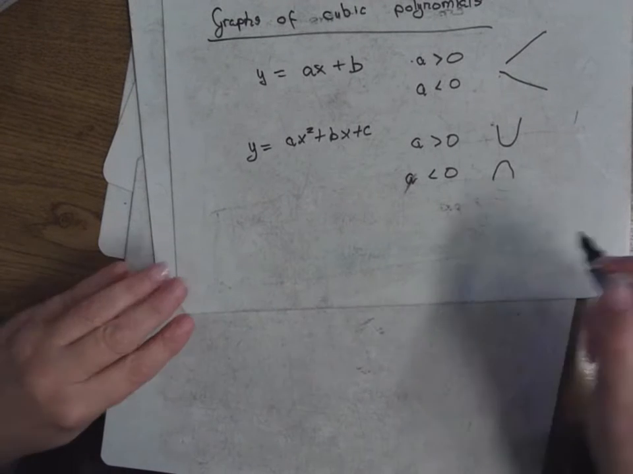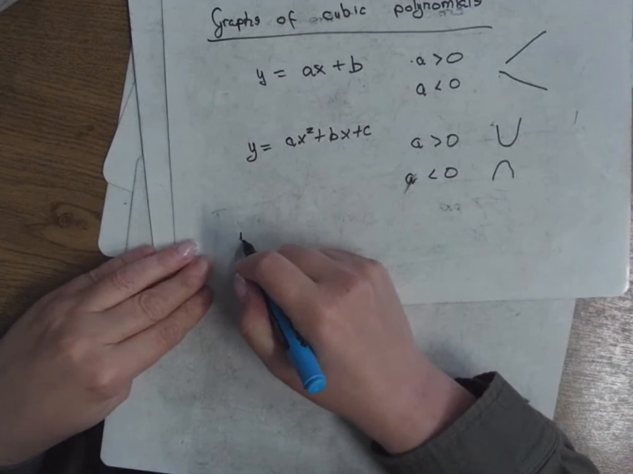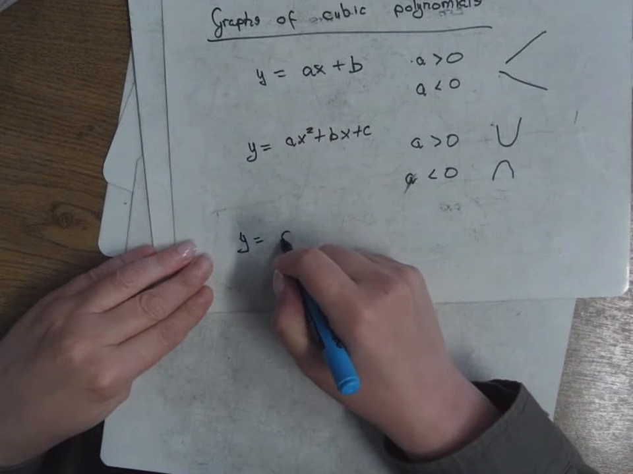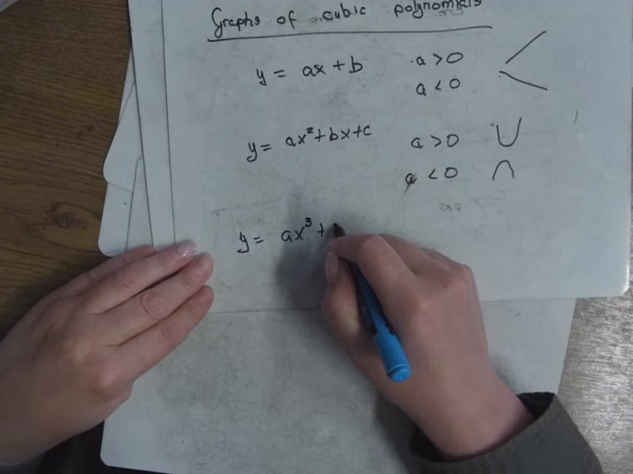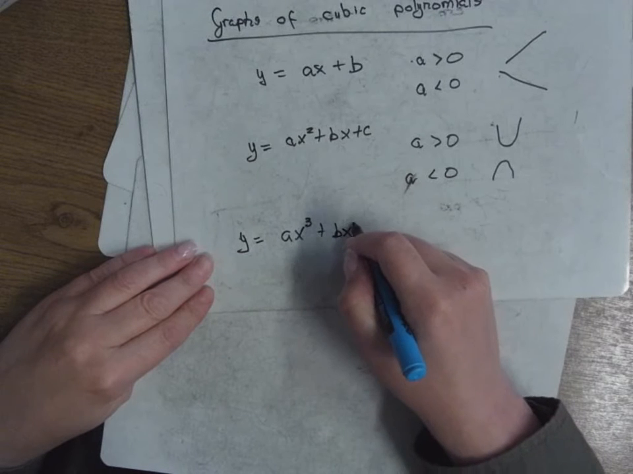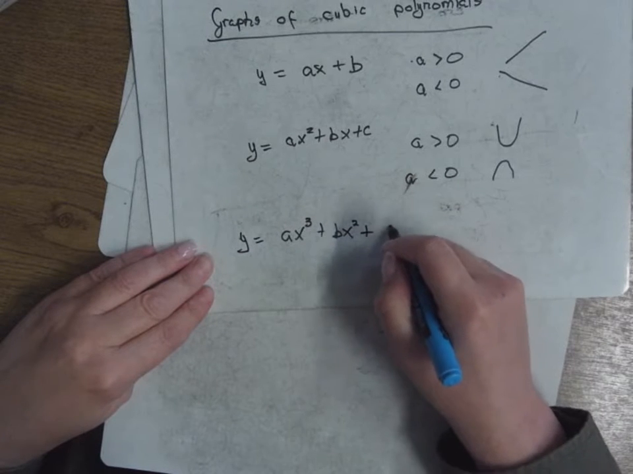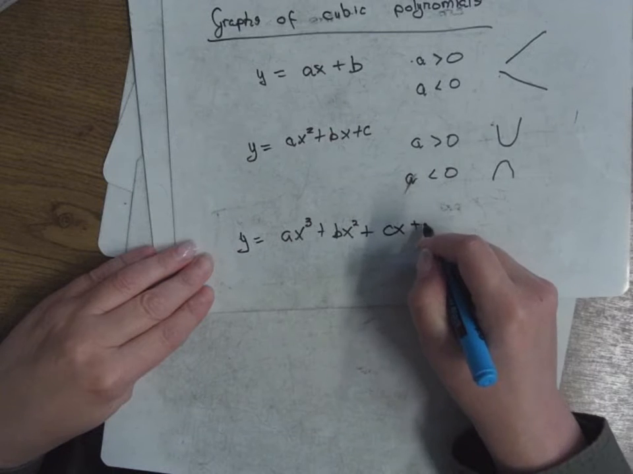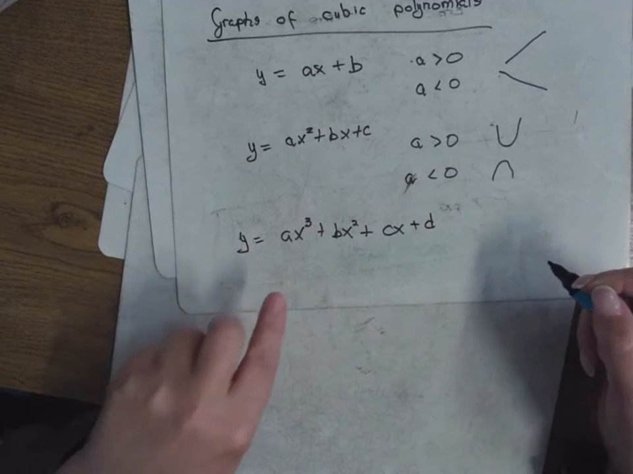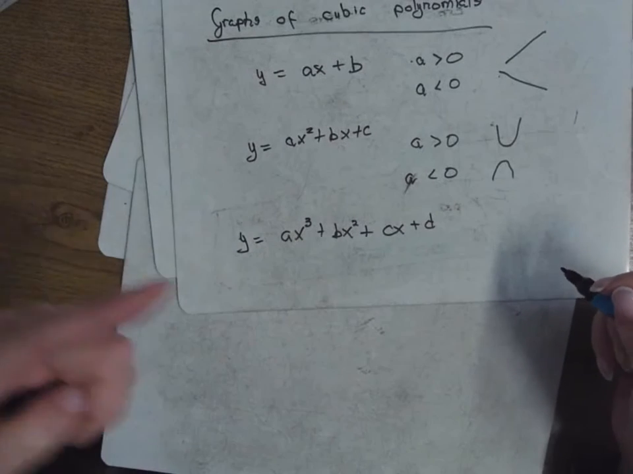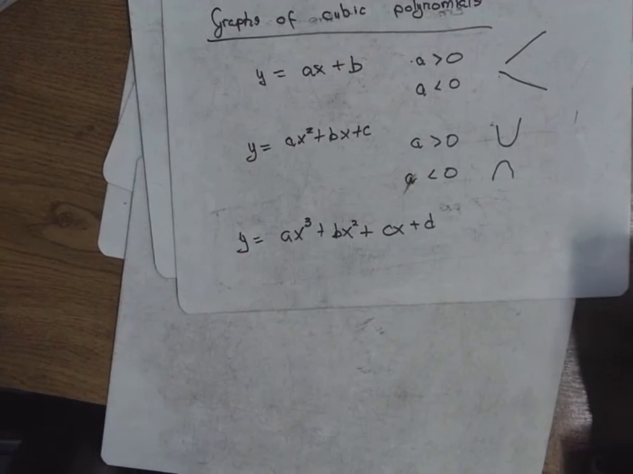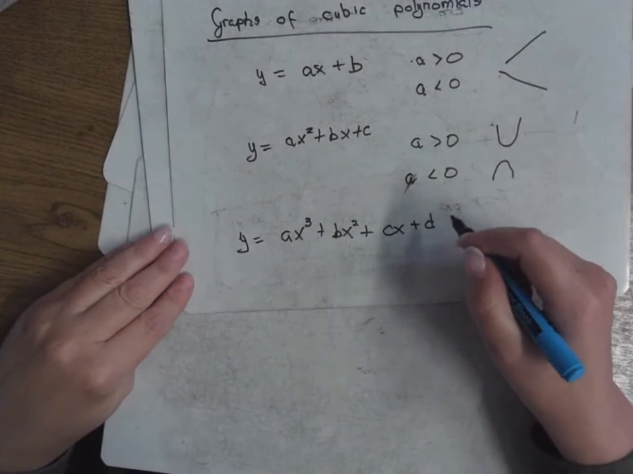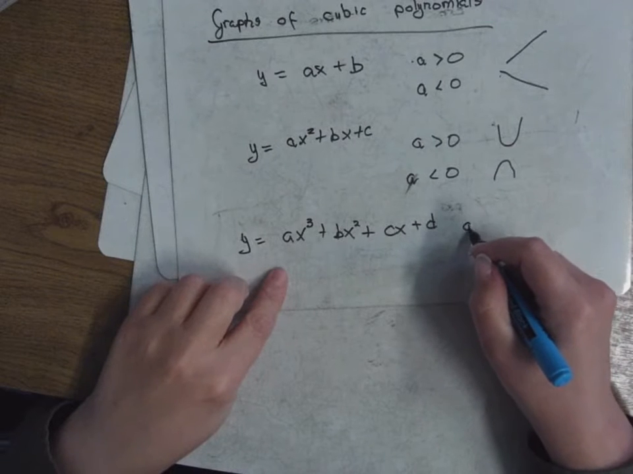Is that okay? Right, so I'm going to talk about a cubic equation now. A cubic equation is going to have an x cubed term and maybe an x squared term, maybe an x term, and maybe a number by itself. All it has to have is an x cubed term, the others are maybes. Sometimes maybe, maybe not.